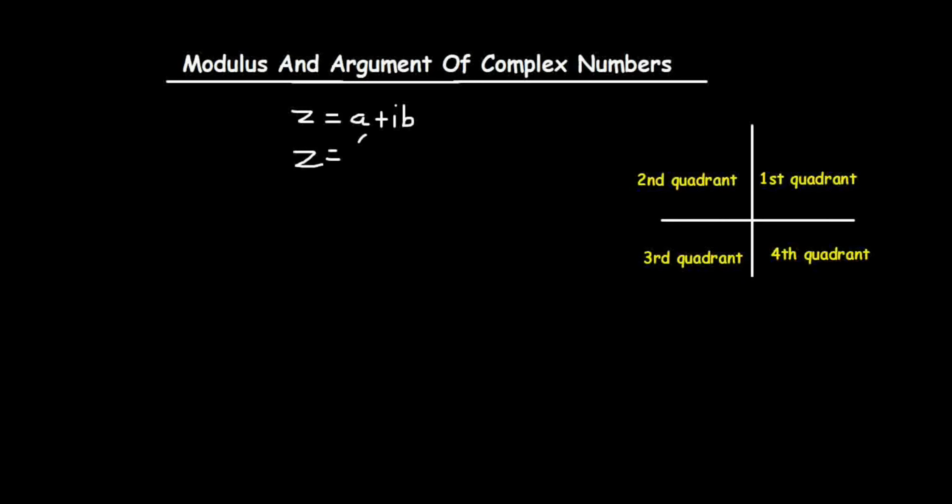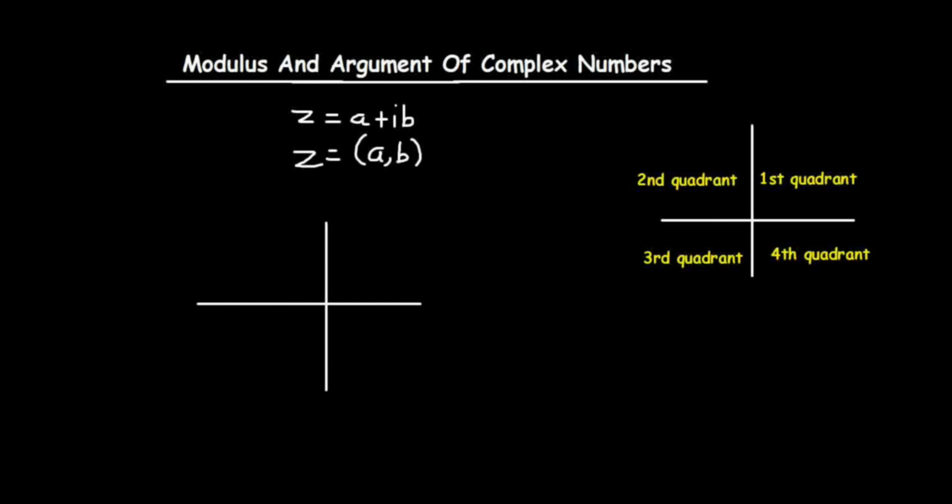So with this z here, we can write z as (a, b), where the components of z may be considered as the coordinates of a plot. So what that means is that you can plot z on the graph.